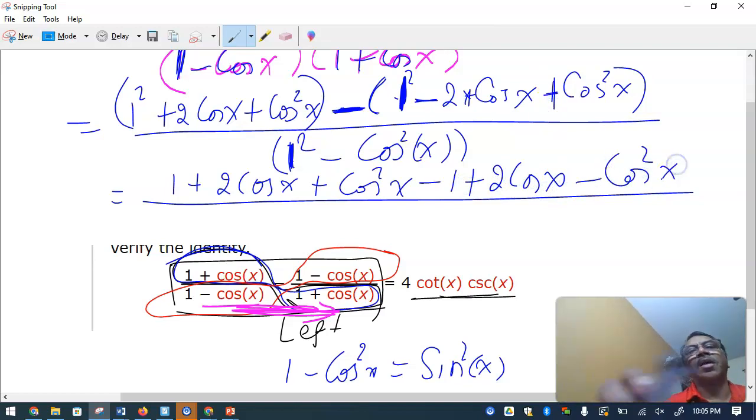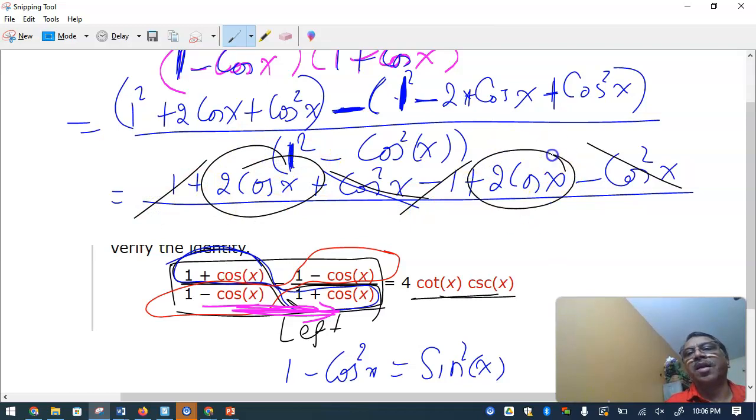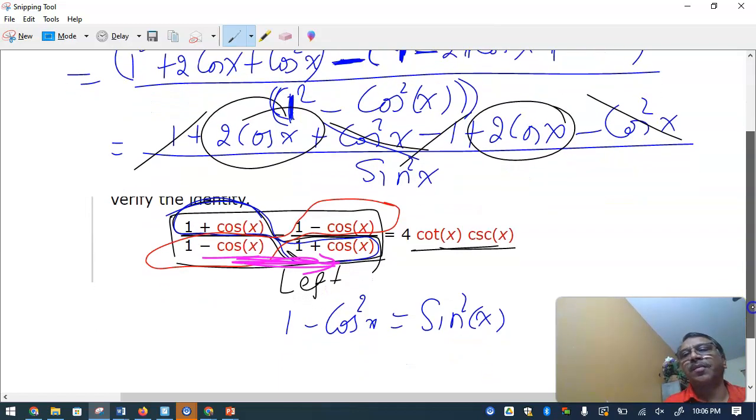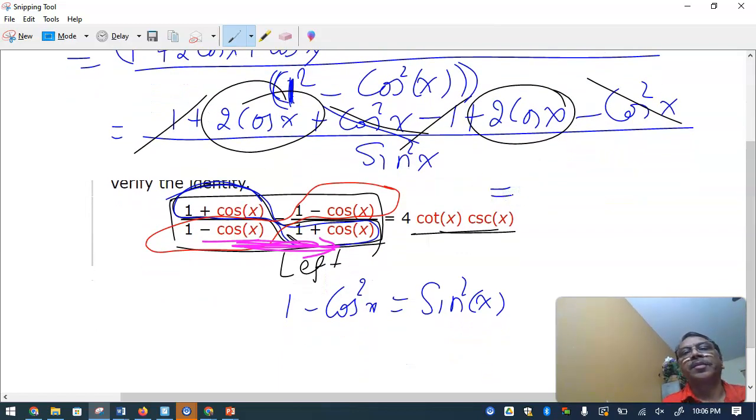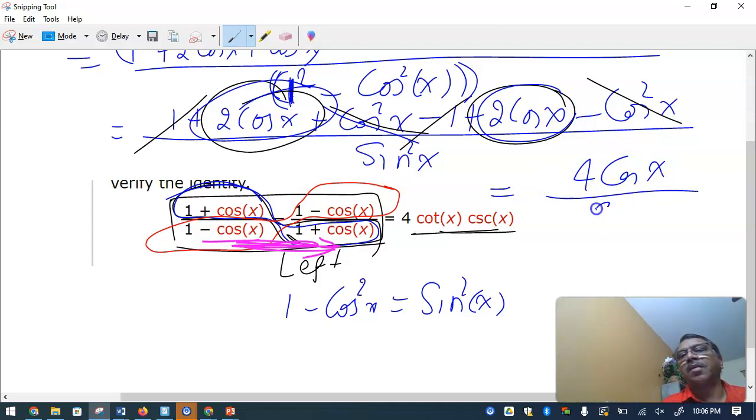And let's cross out anything that can be cancelled. So this cosine square goes away, this one goes away, and this 2 cosine x will, and I think I forgot to write the denominator there. Somehow I forgot this one. This 1 square minus cosine is sine square x. So what I'm left with is, this together will be 4 cosine of x divided by sine square of x.